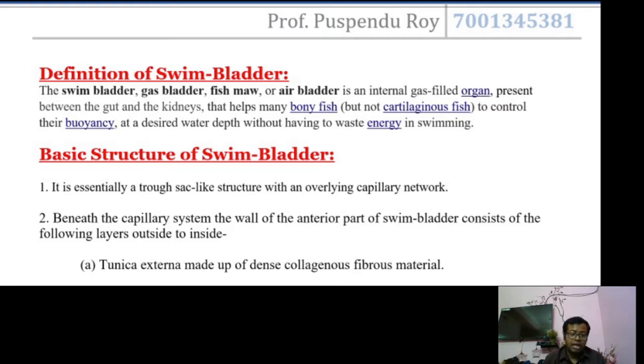Another important factor is that swim bladder is not found in the cartilaginous fishes. It is found only in the teleost, that is bony fishes. Next, the basic structure of swim bladder.